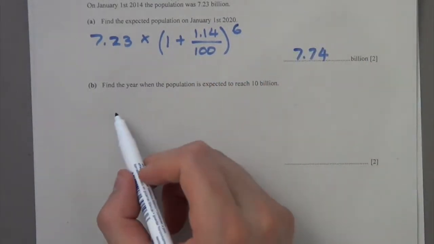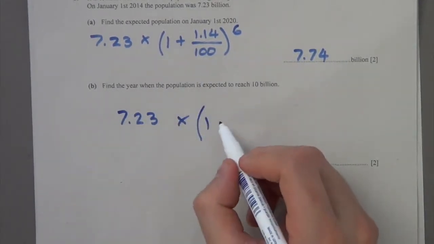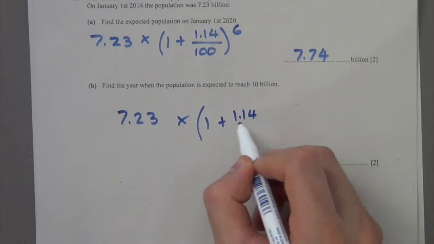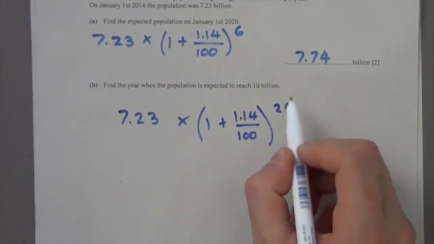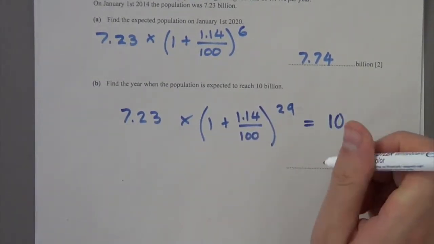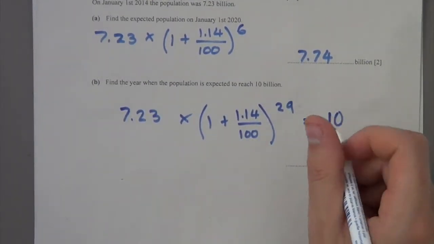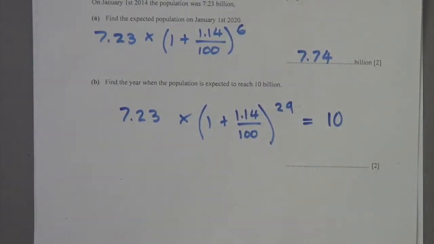So if you did 7.23 times 1 plus 0.14 over 100 to the power of 29, you would actually get 10. So the answer is 29 plus 2014.